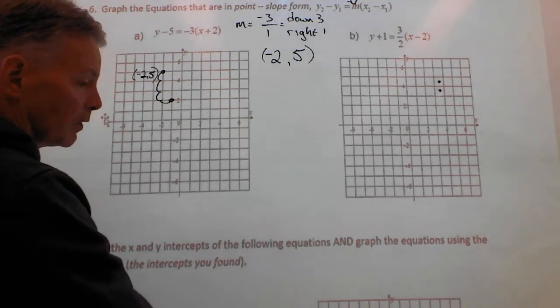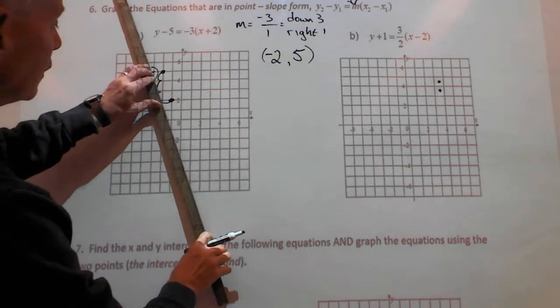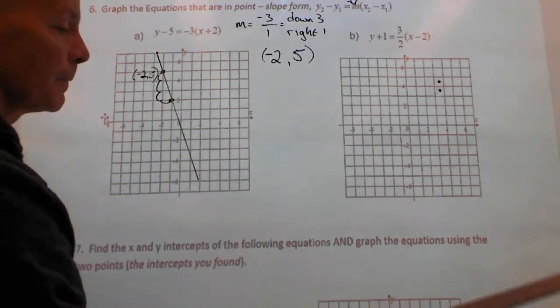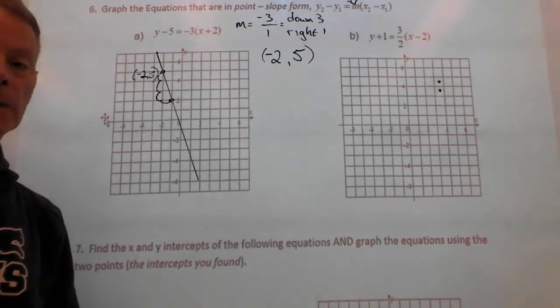And again, once you have 2 points, the rest is easy. Join them up. There's your line. Okay? Easy.